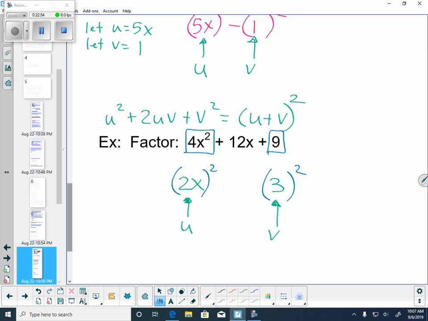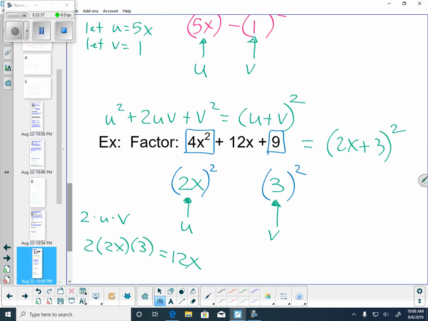So my question is, what is 2 times u times v? Because if it's equal to 12x, then we've got a pattern fit in here. So what is 2 times 2x times 3? 12x. So we are in business and we can use this formula, right? And so that means that this whole thing is going to factor into what? We're plugging in 2x wherever we see a u and 3 wherever we see a v, because it fits that pattern. Kyle? Parentheses 2x plus 3 squared. Are we okay with this?